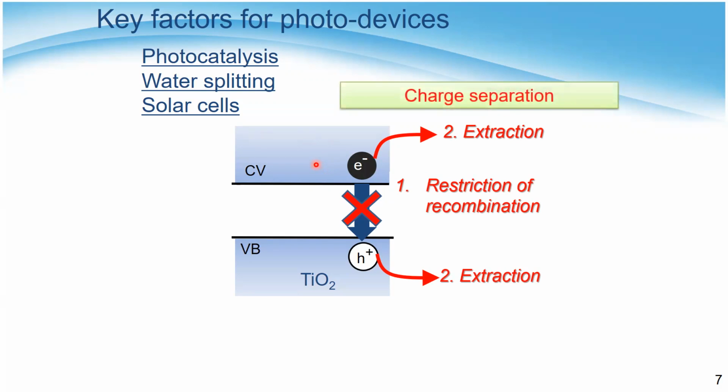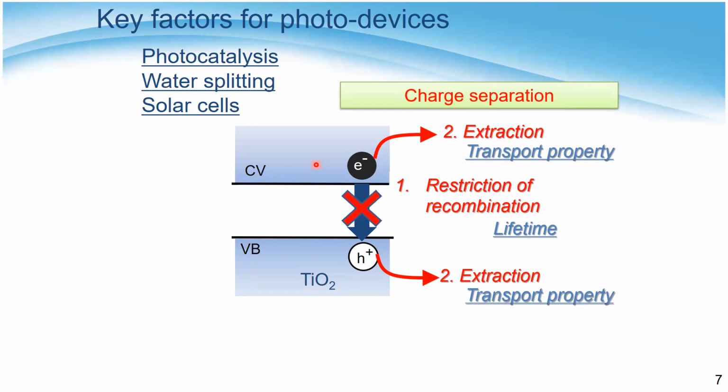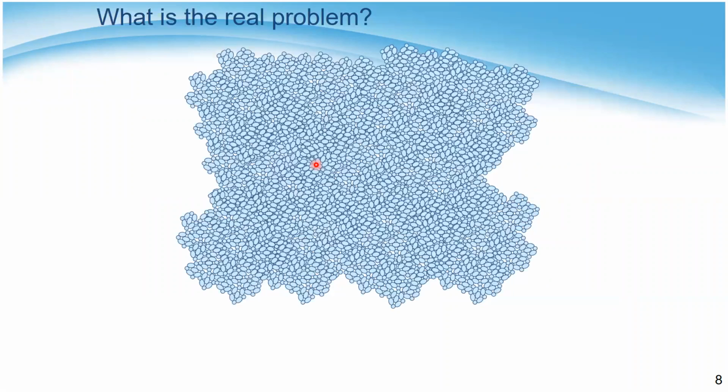This kind of charge separation is important, and to know how well the charges are separated, we have to study the lifetime and the transport properties of charge carriers. If we only need the lifetime and the transport properties, it's not difficult. We can search in Google. But the real problem is due to the structure of the film, which is made of nanoparticles.